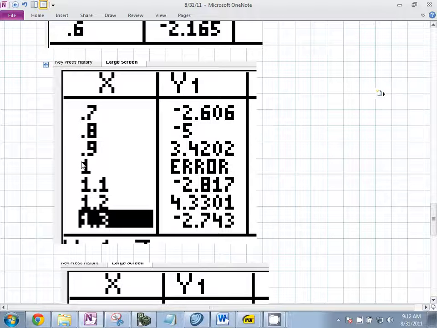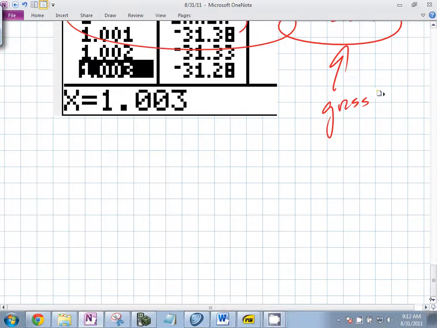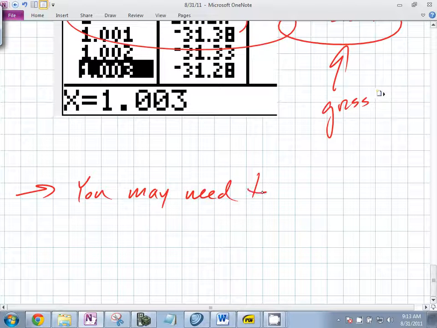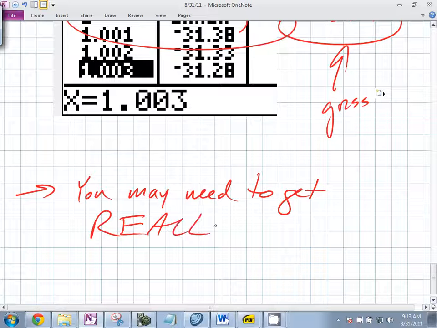So what's the note here? What are you taking out of this question? You may need to get really close. 0.1 might not be good enough. We had to go to 1/1000th to be good enough.